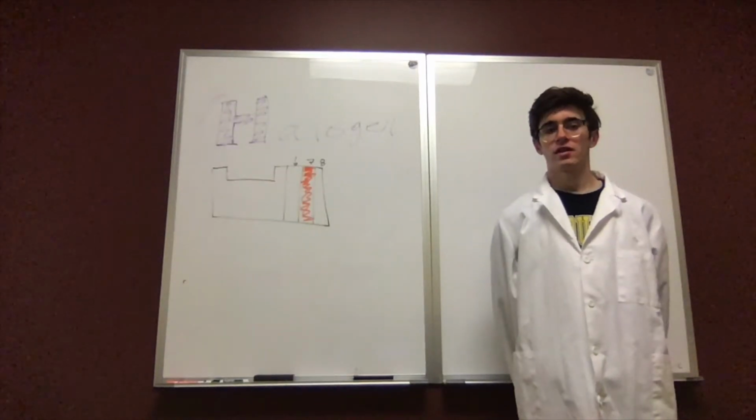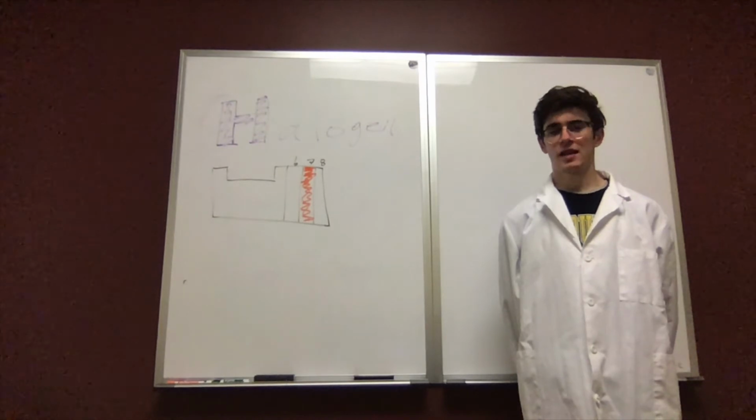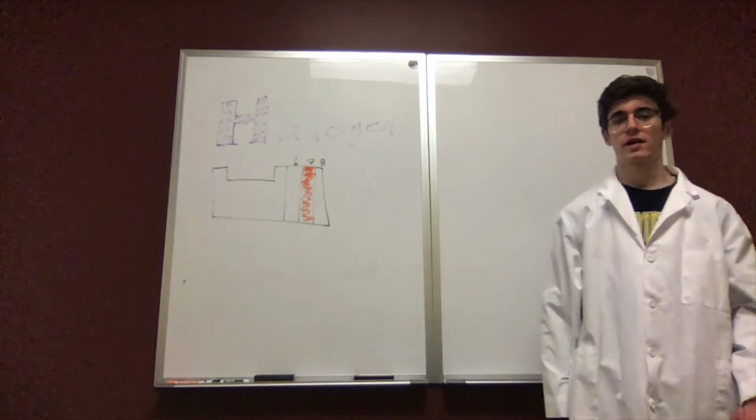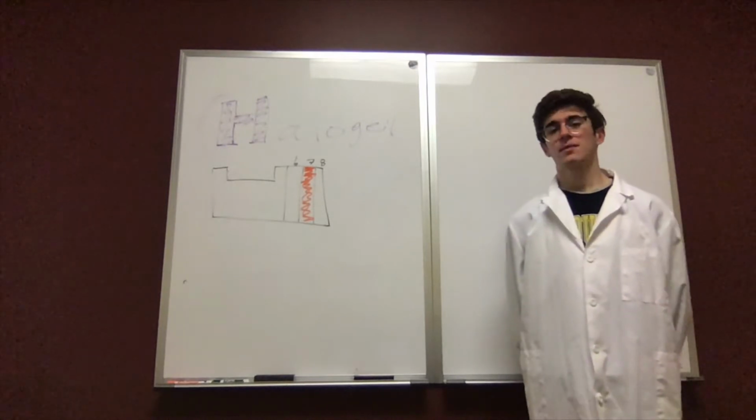H is for halogen. A halogen is defined as an element in group 7 of the periodic table. Example halogens would be chlorine, fluorine, and bromine. Now, these are all nonmetals. How is the concept used in chemistry?